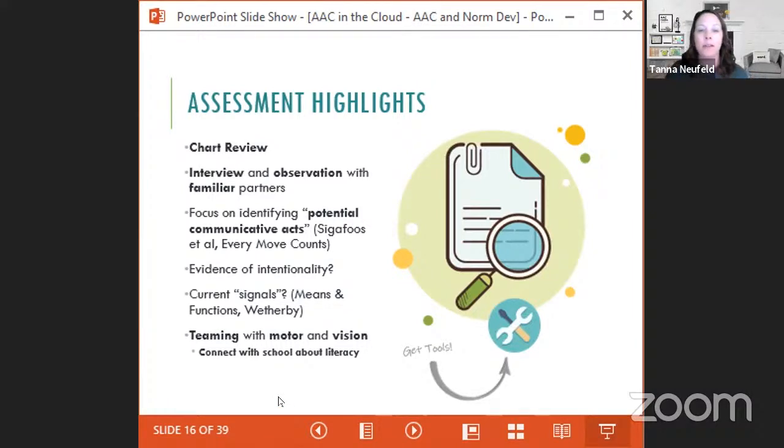And then, of course, for these communicators, many of them have complex profiles, vision needs, motor needs, etc. So we need to be teaming in our assessment. I need my OTs on deck for children on the autism spectrum. I need my PTs, OTs, vision, etc. for children with cerebral palsy to help me really understand that whole child profile.